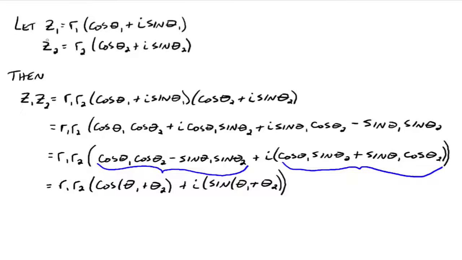So to take two complex numbers that are written in polar form and multiply them together, it's as simple as doing r1 times r2, take each modulus, multiply them together, and then take the cosine of the sum of the two angles plus i sine of the sum of the two angles.